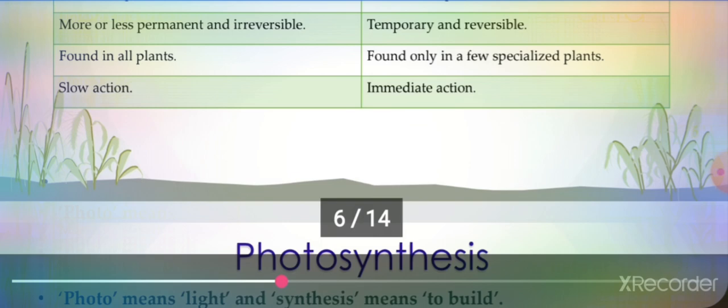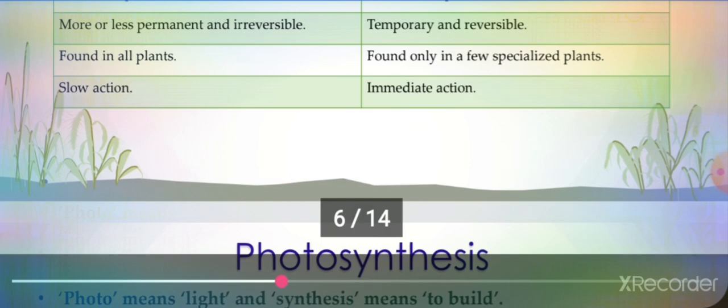And tropisms, it's a slow action. Why? Only when there is growth. Only when there are new cells formed, and that leads to the growth of the plant, and that growth is towards one direction. Of course, it is based on the stimulus, and it is very slow in action.